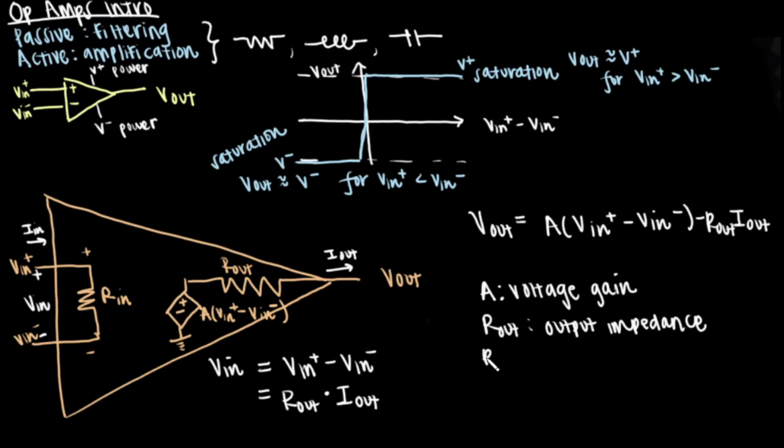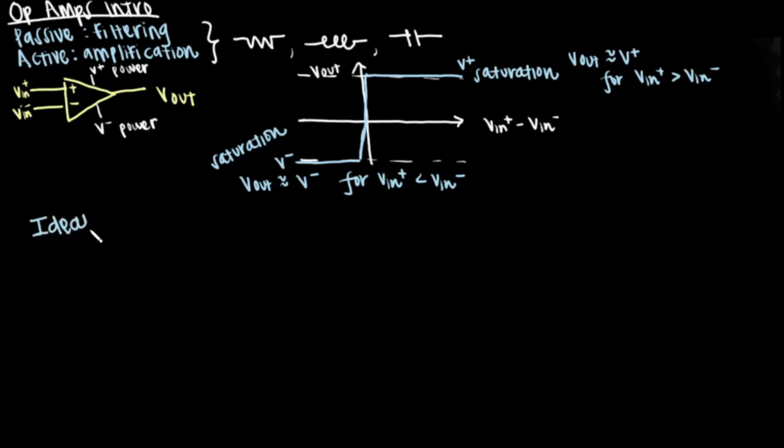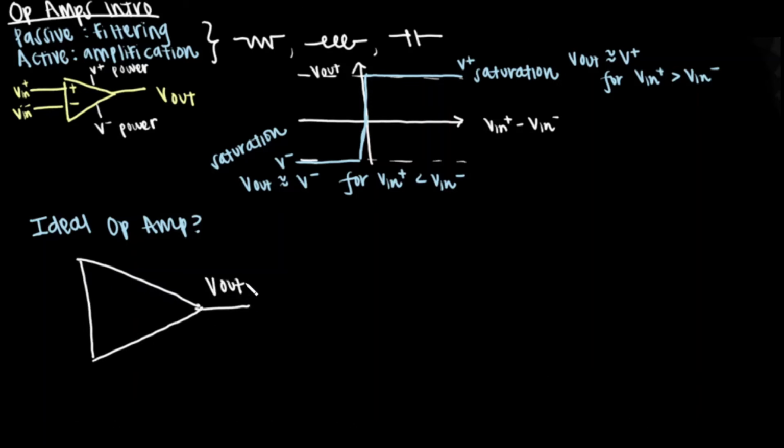Ideal op-amps have infinite gain, infinite input impedance, and zero output impedance. Ideal op-amps also assume that no current goes into the op-amp at either input, as depicted, and that the input voltages are equal. Note that for this class, all op-amps are considered ideal. Note also that an ideal op-amp may still saturate.